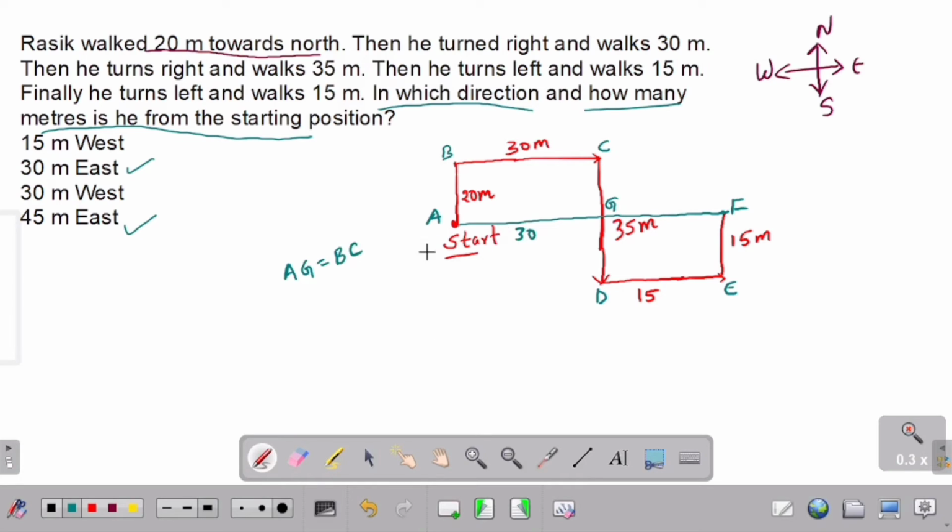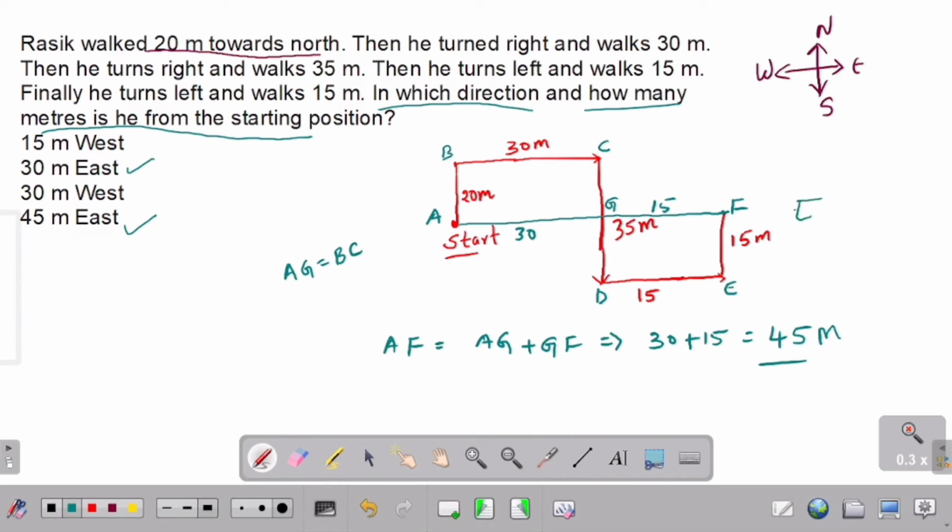Now here the entire distance AF is equal to what? AG plus GF. What is GF? GF is equal to D, that is nothing but 15. So our final solution is 30 plus 15. What is 30 plus 15? That is 45. Am I clear? So from the starting position, how much far? 45 meters far. And which direction is he in? He is in the east direction.